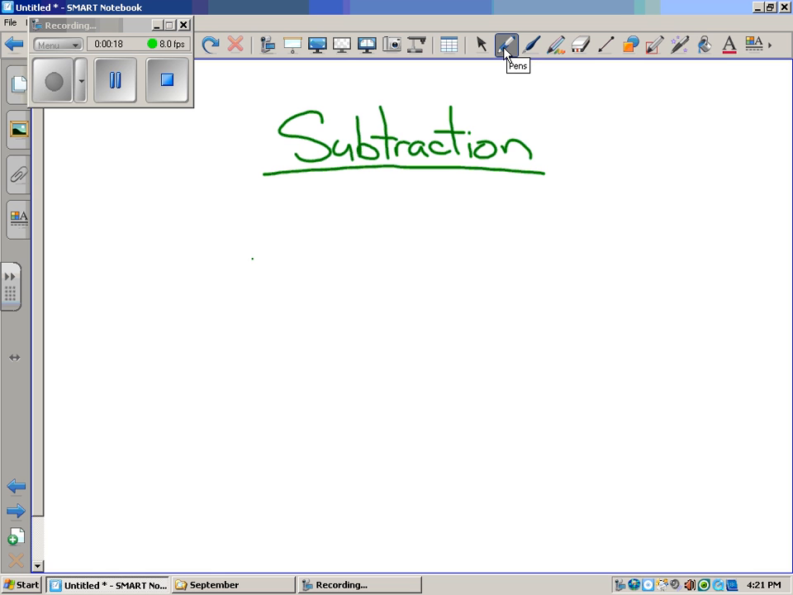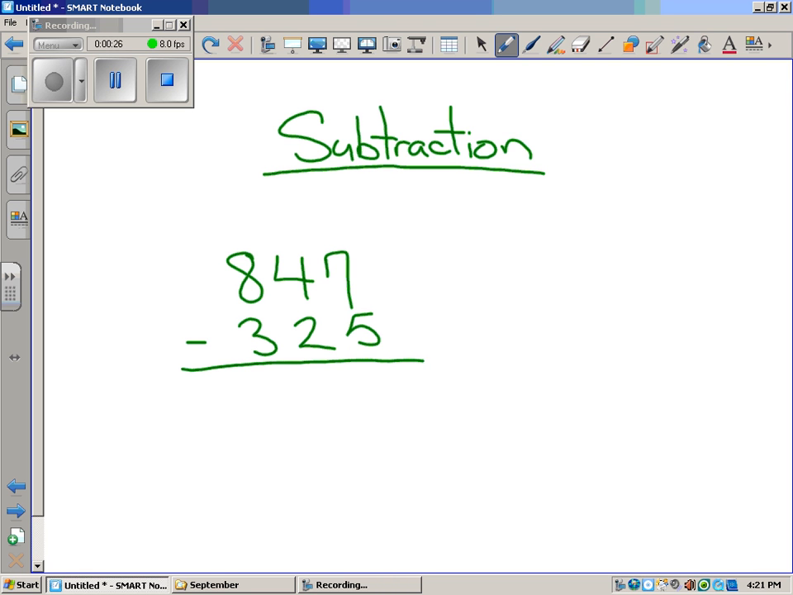We could have a number such as 847. It doesn't really matter what the number is, and 325. Now, like addition, it is imperative that we write these numbers in columns that are neat and straight up and down from each other, so that you know which number you're subtracting from which number. If it's all messy and all over the place, guaranteed you're going to get it wrong.